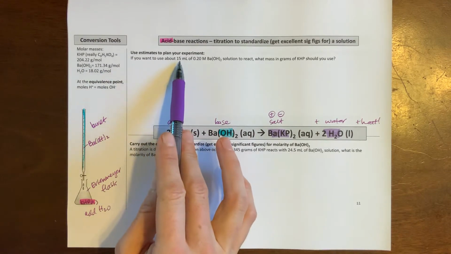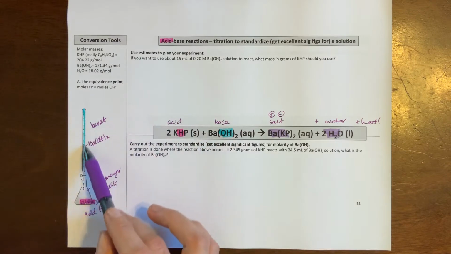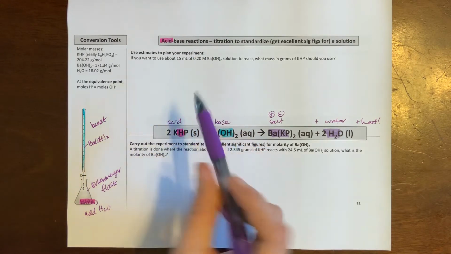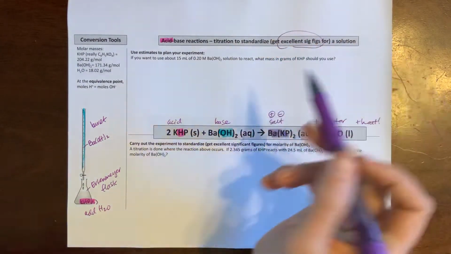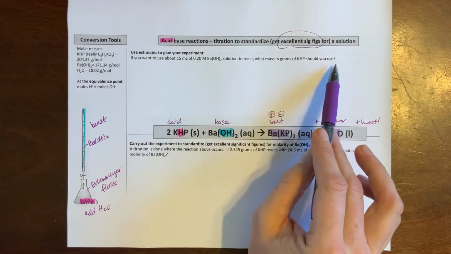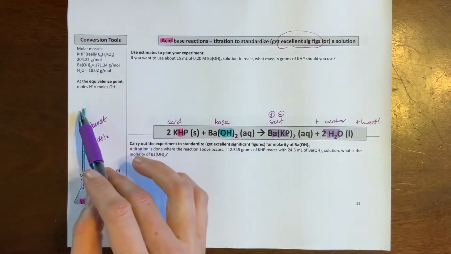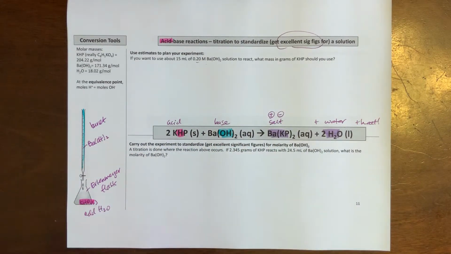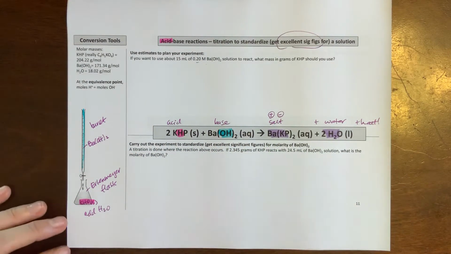So if you want to use about 15 mils of this barium hydroxide, and you've made it up, you don't have a lot of significant figures on it yet, and we want to get better sig figs, but I know it's about 0.2 molar. What mass of KHP should you use? So if I want to use 15 mils, and I know the concentration, how much solid should I put in the bottom here? So let's go ahead and work this out.